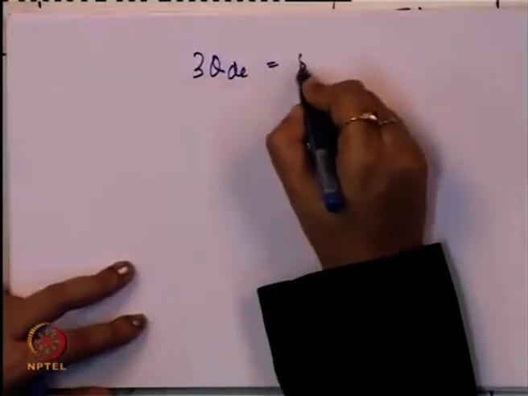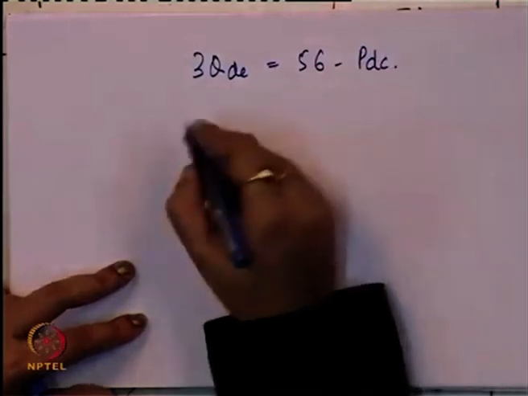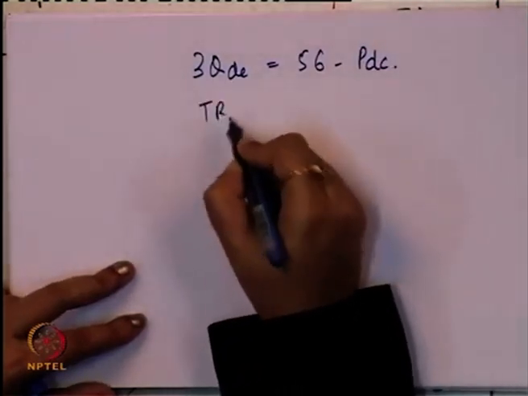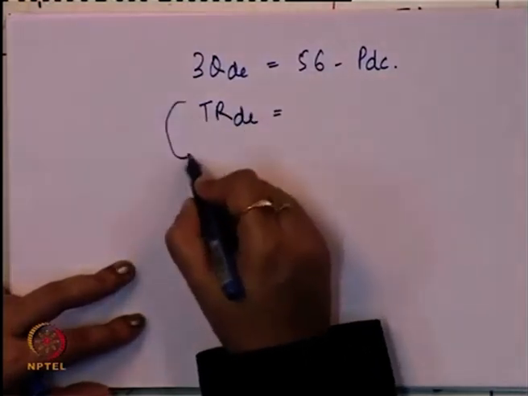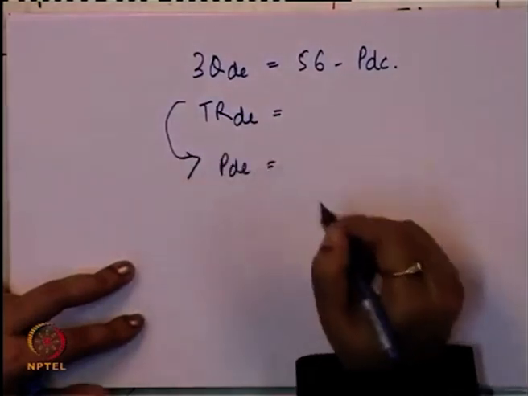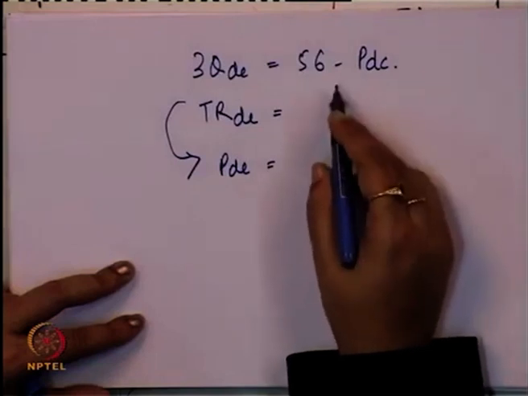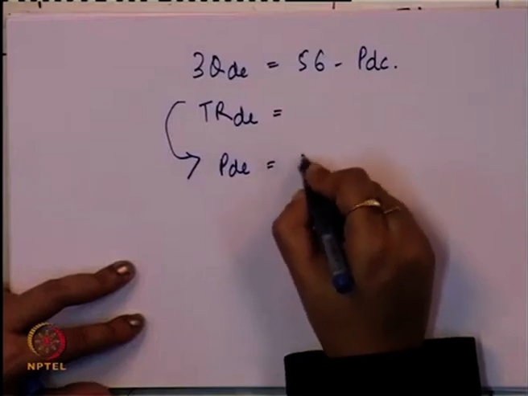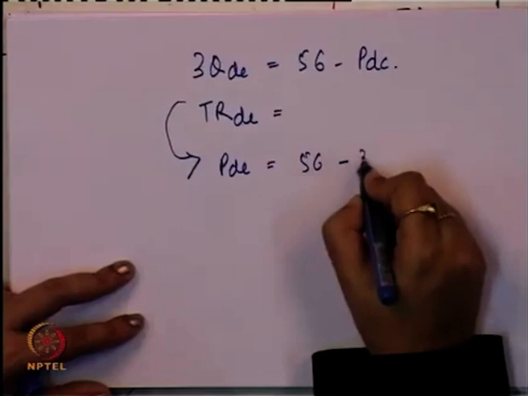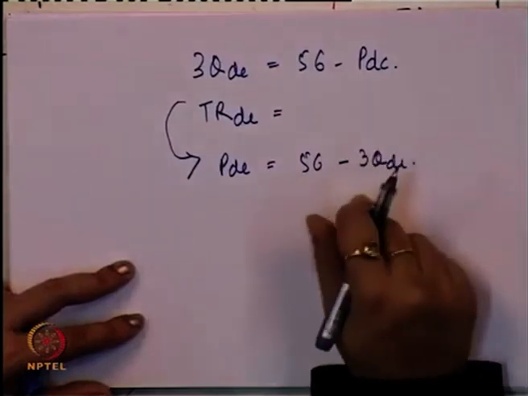Now, what we will do? We will find out when there is a discrimination and what is the price in that particular case. So, for that we will take the second demand function, that is 3QDC is equal to 56 minus PDC, and to find out the total revenue of DC, before this we need to find out the PDC. So, PDC will be 56 minus 3QDC.